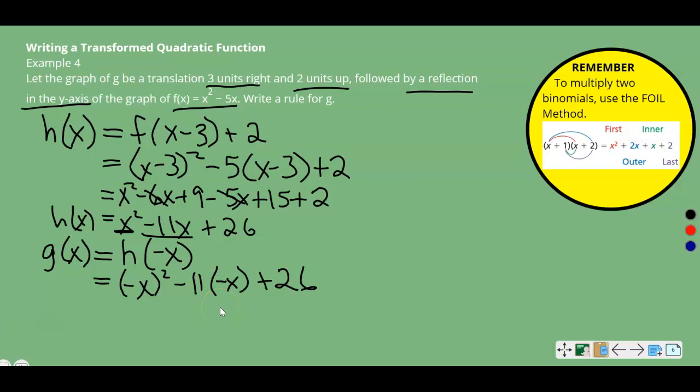All right, if I do that, negative x squared becomes x squared, because negative 1 squared would be a positive, and x squared would just be x squared. So that becomes x squared. Then I have negative 11 times negative x becomes plus 11x. 2 negatives when you multiply becomes a positive, and then plus 26. So this would actually be our g of x.